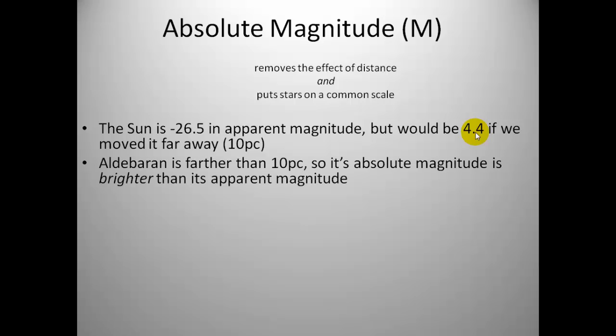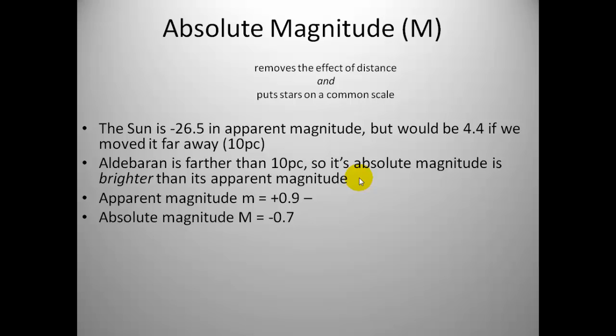Aldebaran is further than 10 parsecs. Its absolute magnitude is brighter than its apparent magnitude. So if it were viewed from 10 parsecs, it would actually be brighter. The apparent magnitude is +0.9, and its absolute magnitude is -0.7. If it were observed from 10 parsecs, it would be brighter, because it's actually further than 10 parsecs from us. So remember that this magnitude scale works backwards.